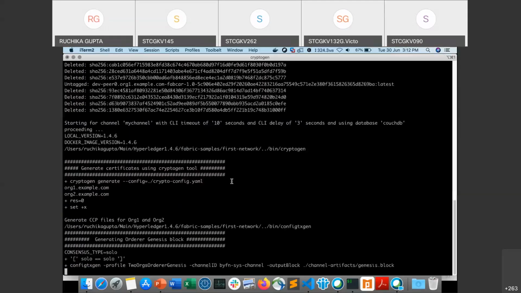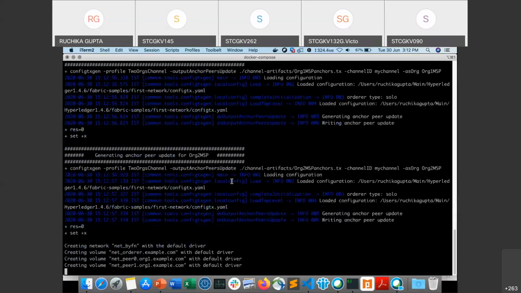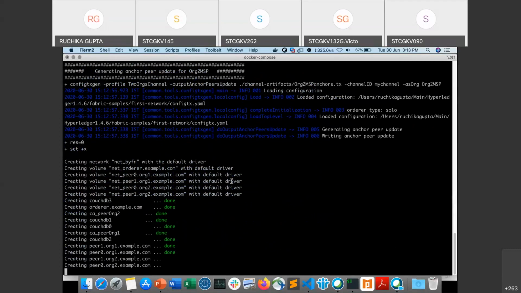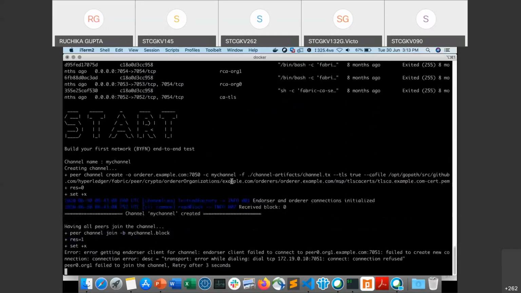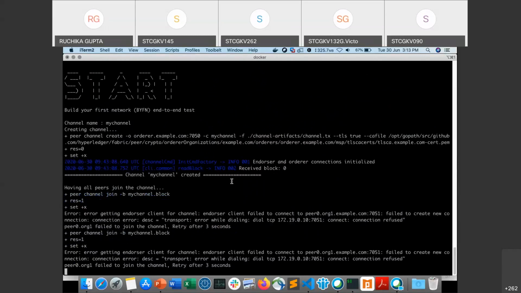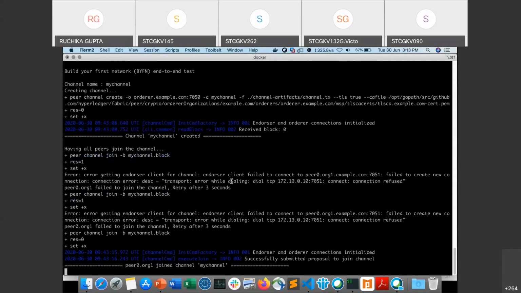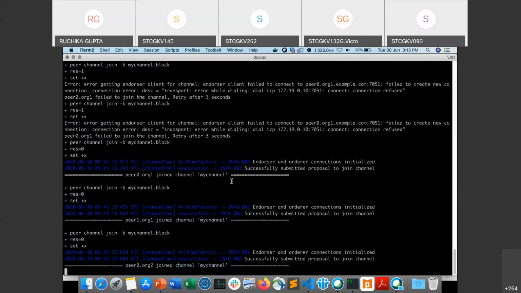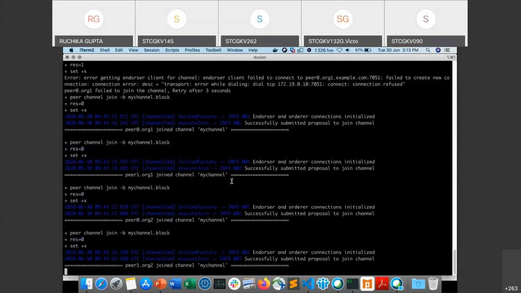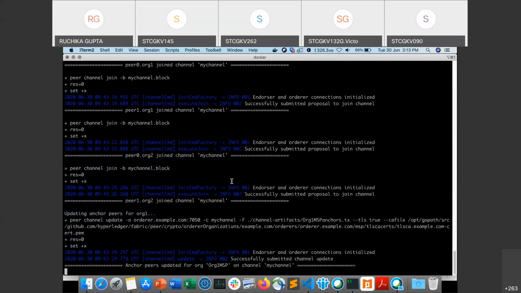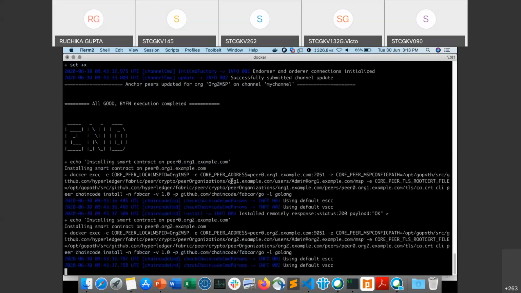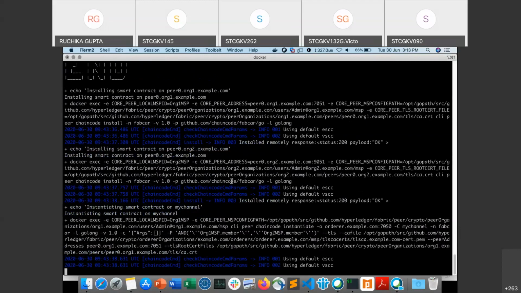Since I had already set up this network, it is now setting up the network again. As I said, it has to create my ordering service and my certificate authority. It is creating all my peers and nodes. After creating the nodes, you can see that it has created the channel. Then it asks the peers to join the channel. I had multiple peers created, so all those peers are joining the channel. They have now installed my Chaincode. The smart contract, if you look here, has been installed on them.